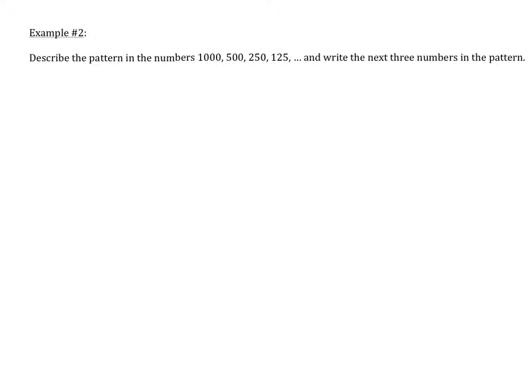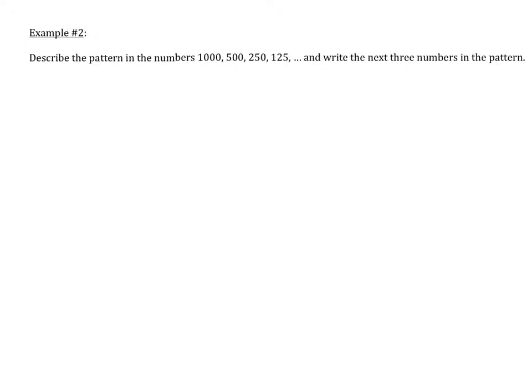Describe the pattern in the numbers 1,000, 500, 250, 125, ... and write the next 3 numbers in the pattern. Now remember that the ... means so on and so forth, so you're going to continue that pattern in the same way as the previous numbers. So the problem first wants us to describe what the pattern is.